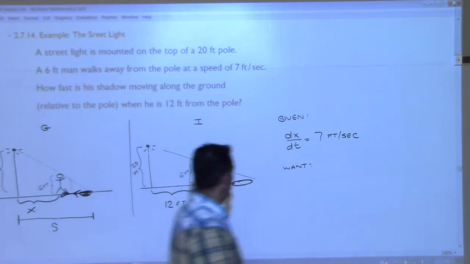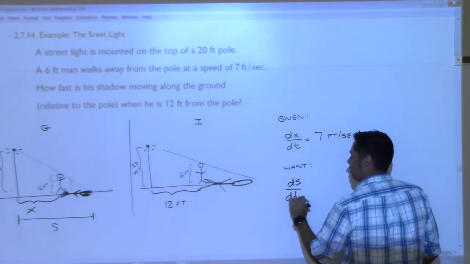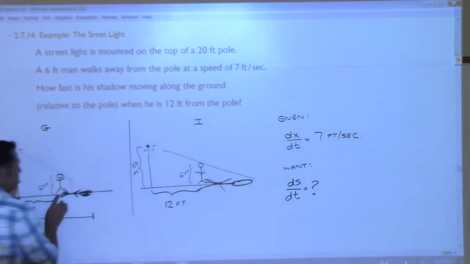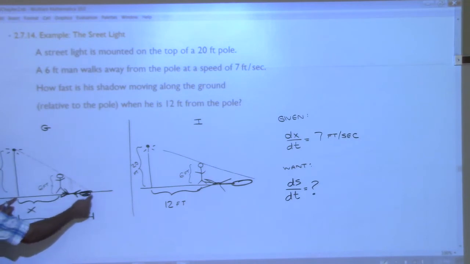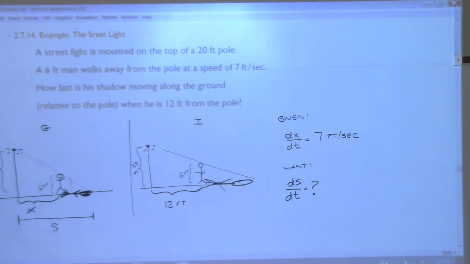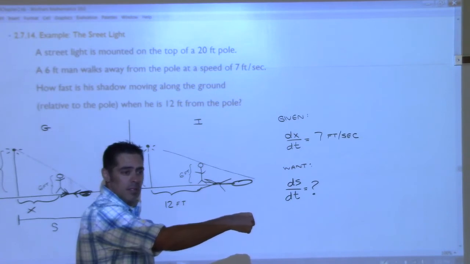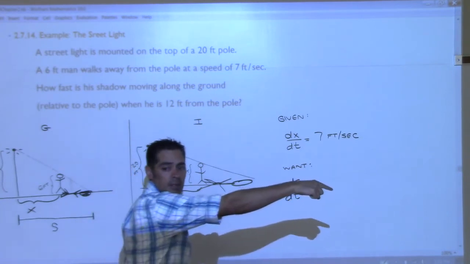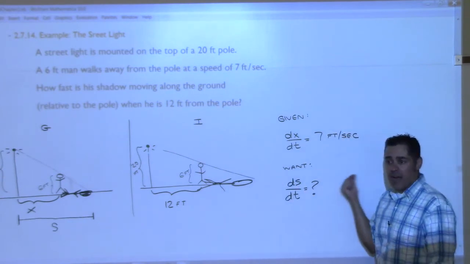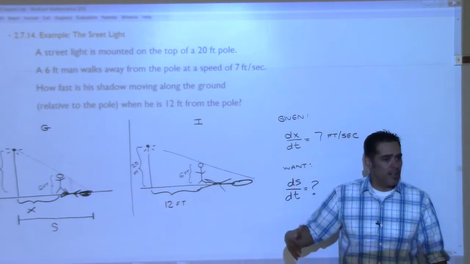And so we want what? We want ds dt. We want to know how fast S is moving. We know he's moving 7 feet per second, right? But the tip of his shadow is moving also. What do y'all think? He's moving at a constant rate. Do you think his shadow is speeding up? Like as he walks away from the pole, do you think the tip of his shadow is moving faster and faster away from the pole than he is, or do you think it's moving at a constant rate, or do you think it's slowing down?